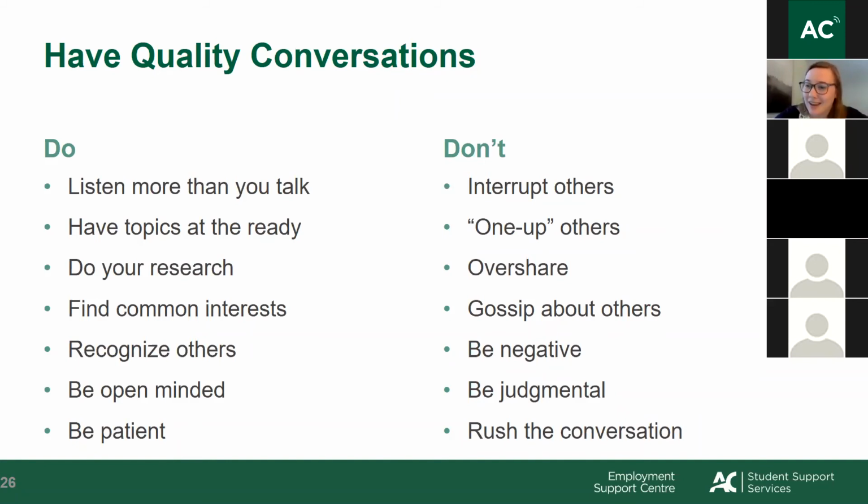Try to avoid being negative or gossiping about others. We try to be as positive as possible. Judgmental, the opposite of open-minded. Try not to judge what they're saying, try to keep an open mind. And then try not to rush the conversation. Don't be looking for a way out. Try to stay in the conversation, stay present, and realize that sometimes it's going to take longer than one conversation to build that relationship. So, patience.